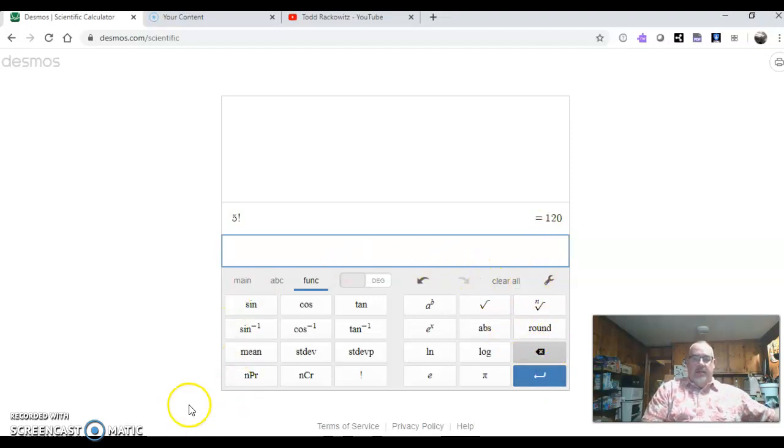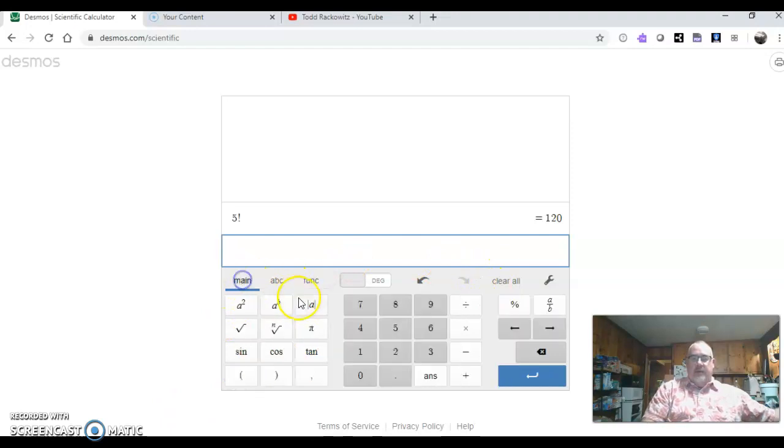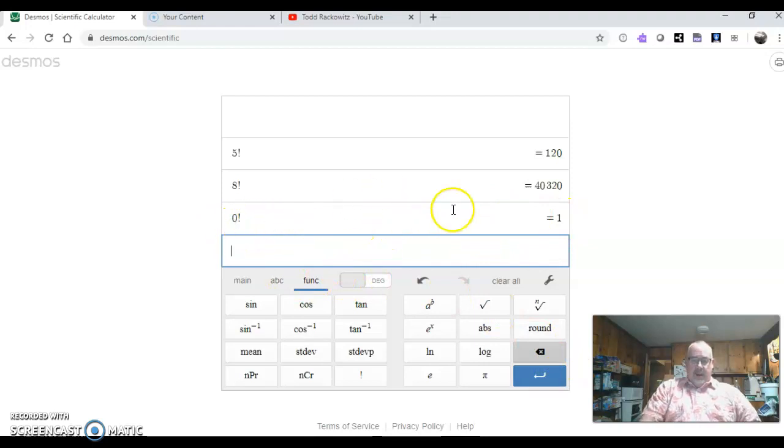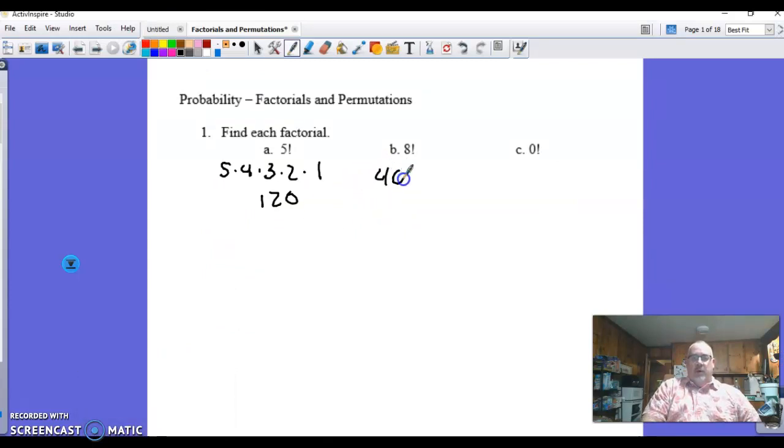The next one was 8 factorial, so 8, down to functions, factorial. You don't have to go back, you can use your keyboard. The last one I think is 0 factorial, so I'll type 0 and factorial. You'll see 0 factorial is 1. That's a big one to remember: 0 factorial equals 1. So 8 factorial is 40,320, and 0 factorial is 1.